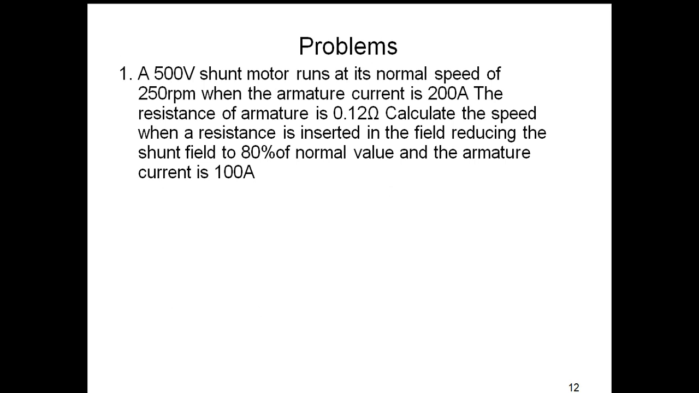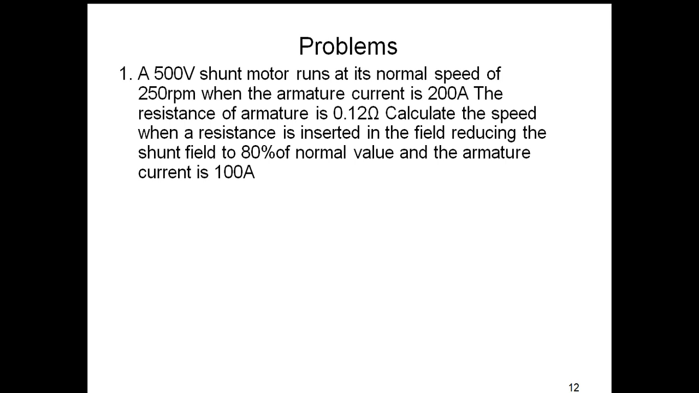Now let us see the various problems on the speed control. The first problem is a 500-volt shunt motor runs at its normal speed of 250 rpm when the armature current is 200 amperes. The resistance of the armature is 0.12 ohm.